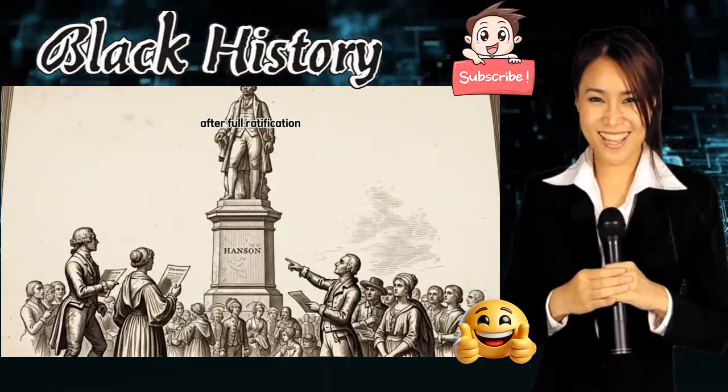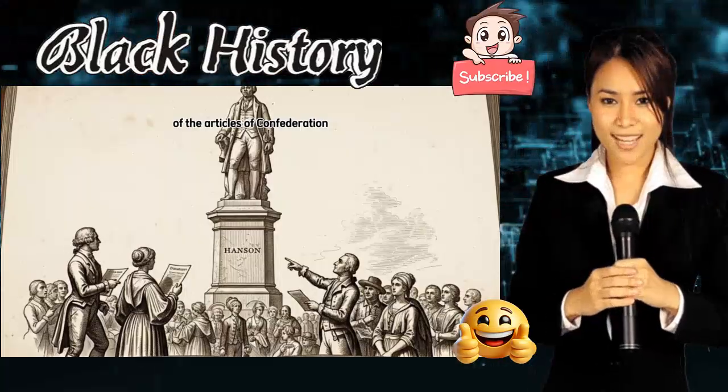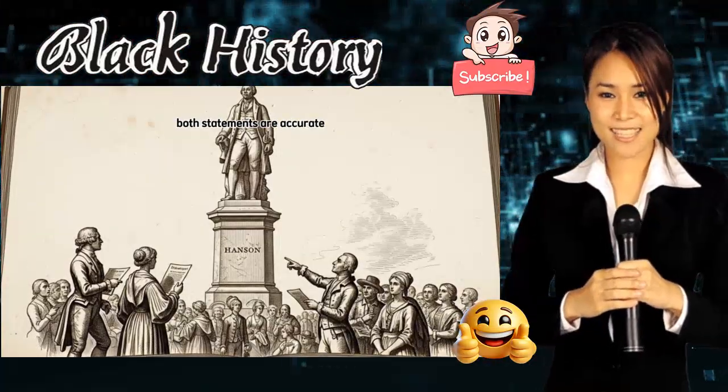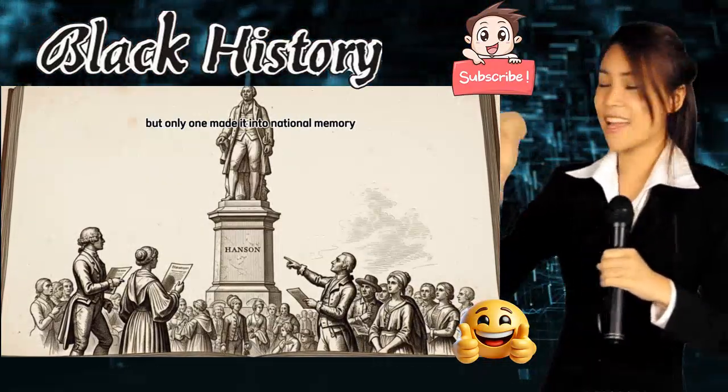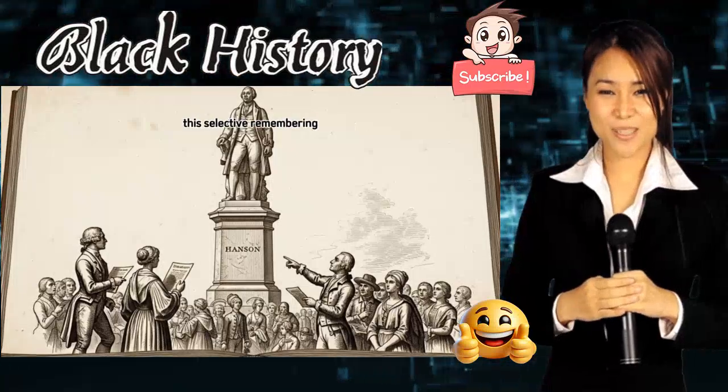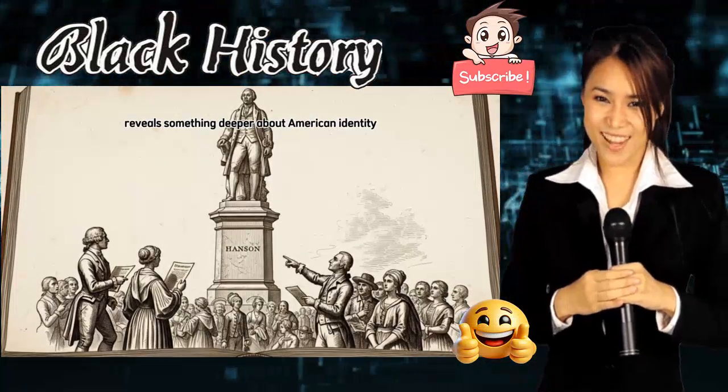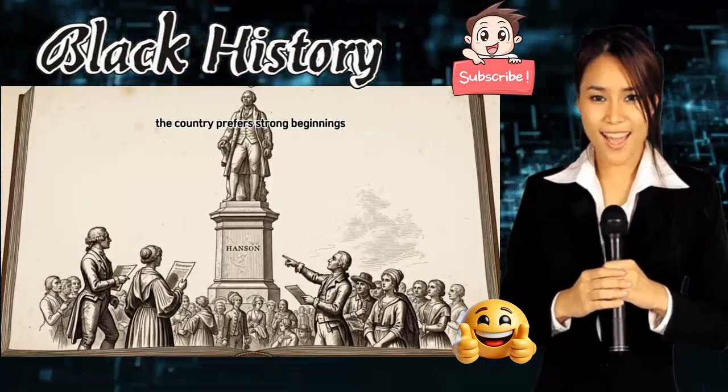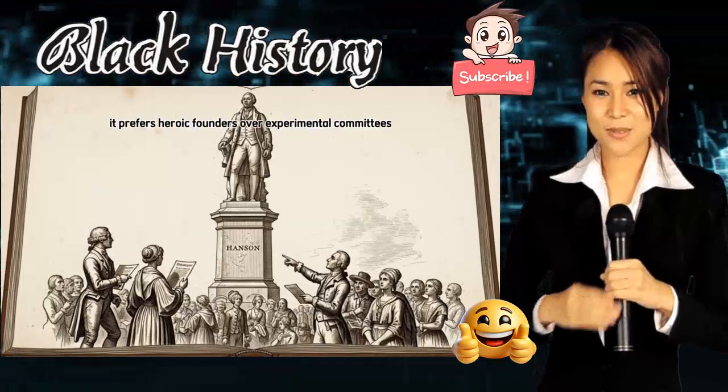The truth lives in the middle. Washington was the first president under the United States Constitution. Hanson was the first president of Congress after full ratification of the Articles of Confederation. Both statements are accurate, but only one made it into national memory.